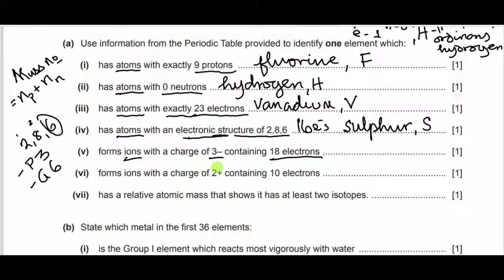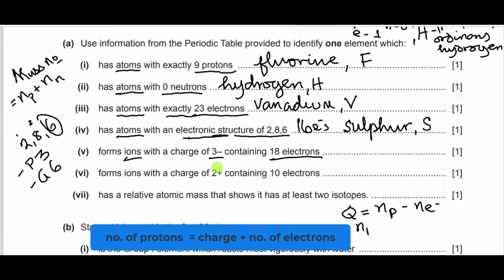Which is responsible for the charge. So now, how can we get the original number of protons of the element? We use a formula: Q, charge, equals number of protons minus number of electrons, right? We are looking for the number of protons. So the number of protons equals charge minus number of electrons.